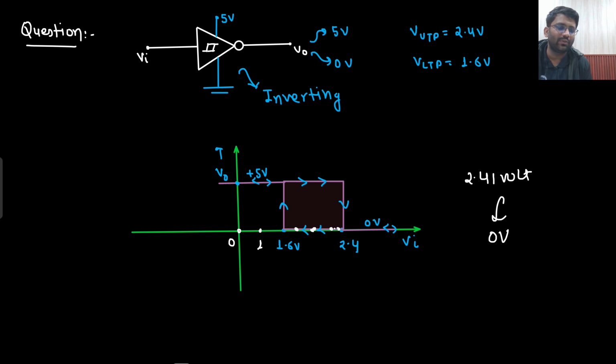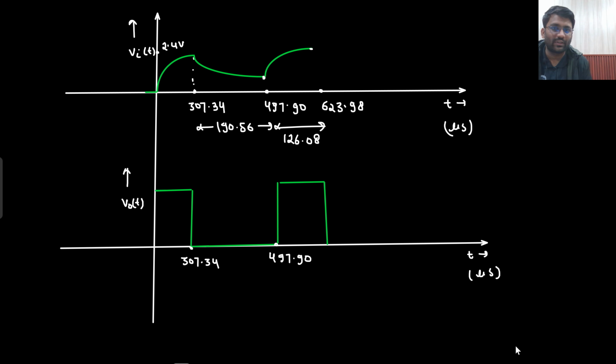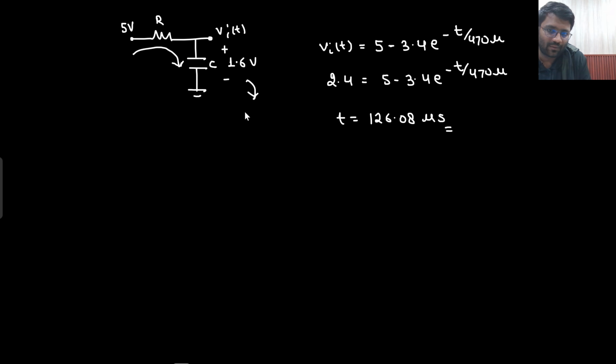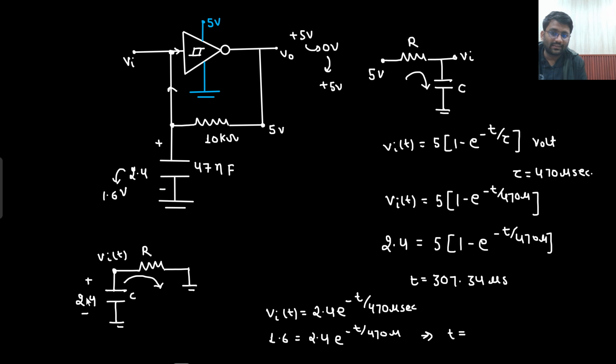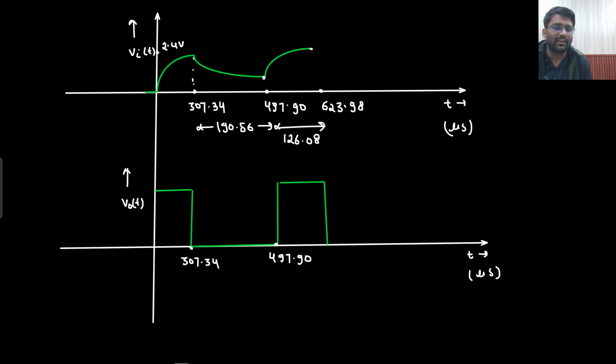Now the output has fallen down to 0, and the capacitor is already charged to 2.4 volt. Have you analyzed this condition? RC circuit, capacitor is charged to 2.4 volt. Then what will happen? Again charging. Then again at 1.6 volt it will make the transition. That means this cycle will keep on going.